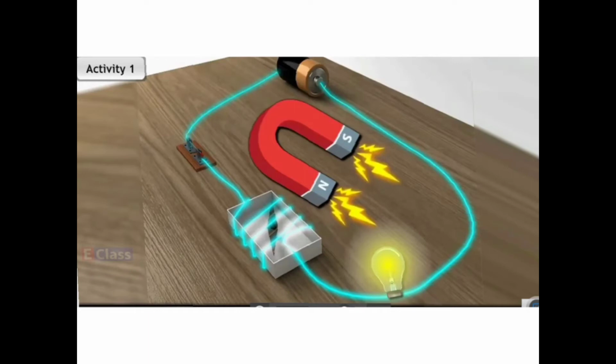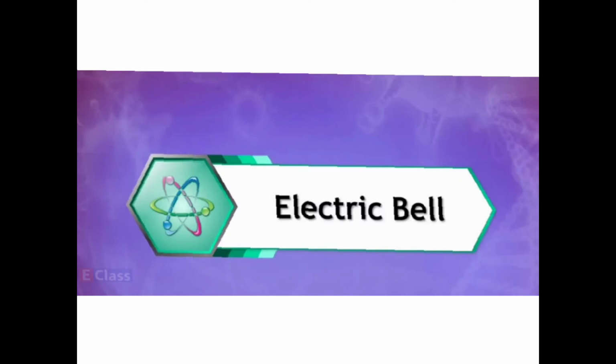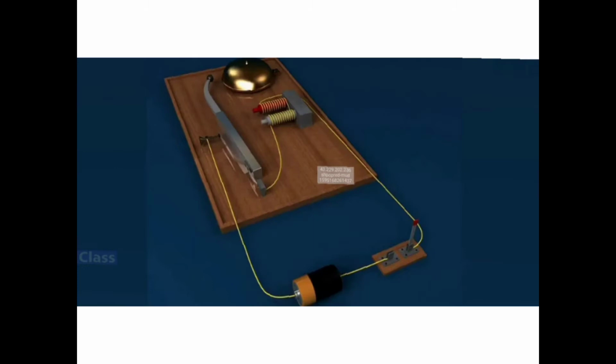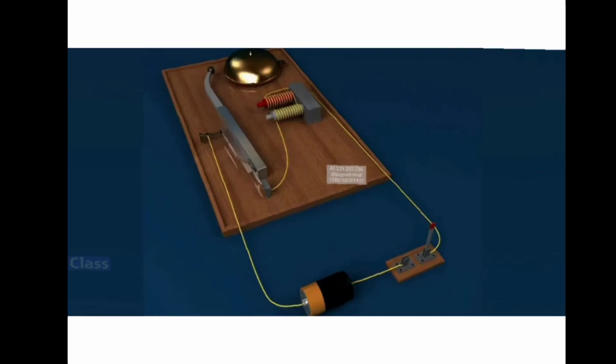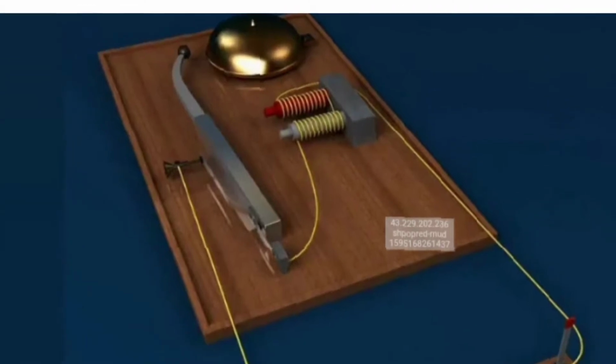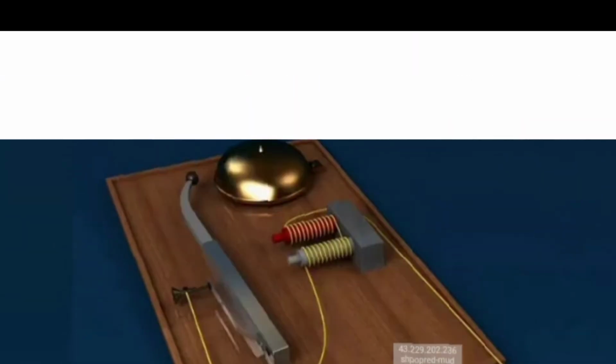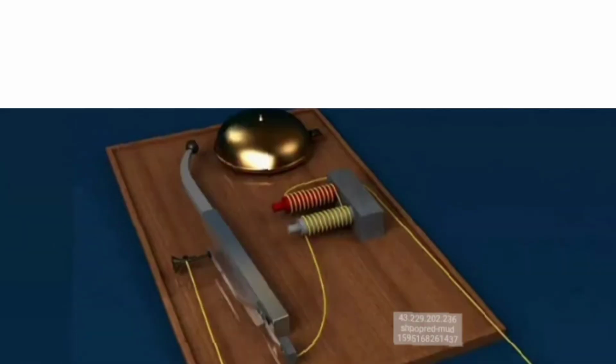So we are going to understand the application of electromagnetism by understanding about the electrical bell. When you see the internal structure of any bell, it will look like this. This is the main part. This is the bell.